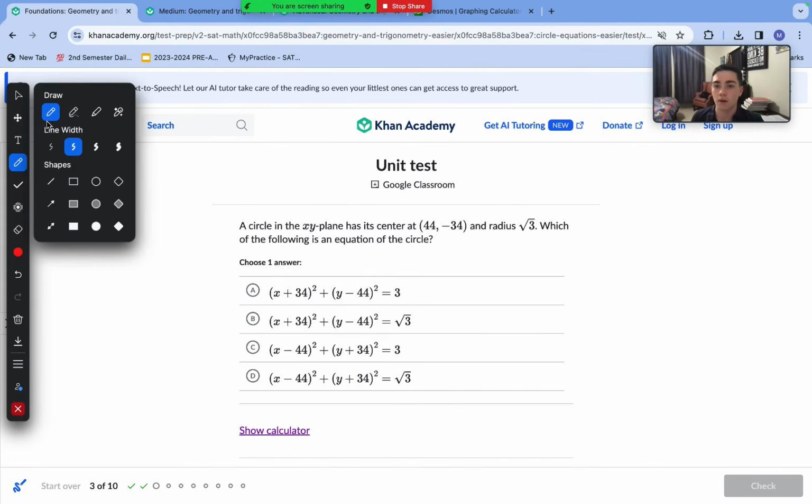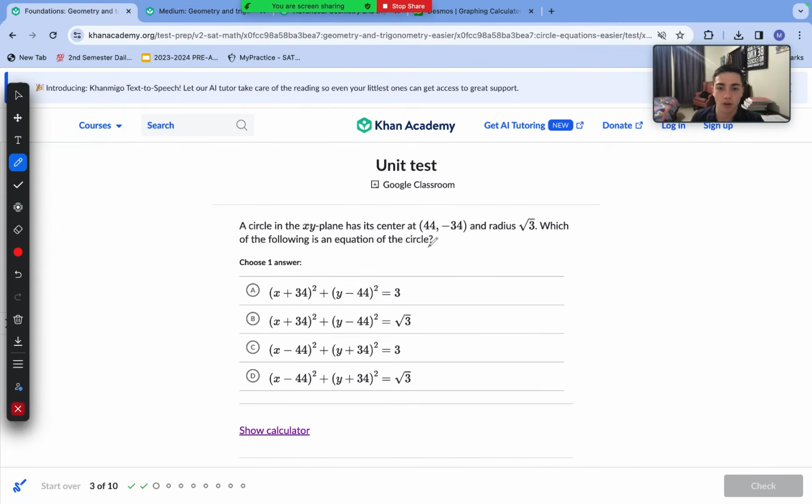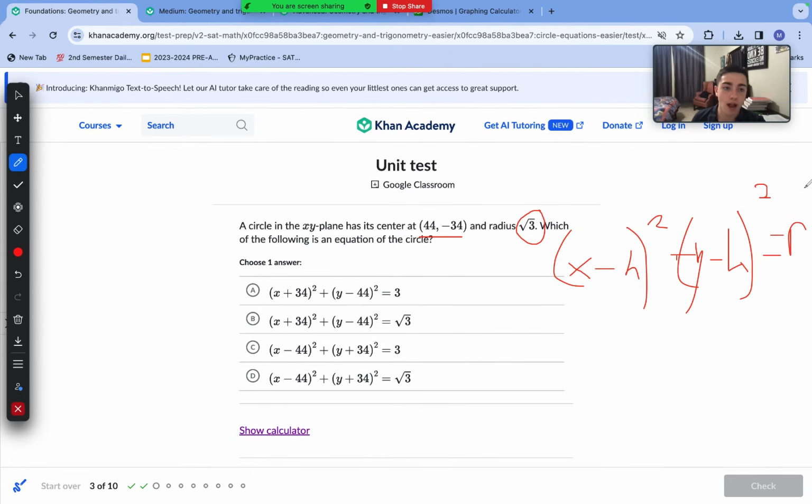We have a circle with a center at (44, -34) and a radius of square root of 3. Which of the following is the equation? So the equation of a circle goes like this: (x - h) squared plus (y - k) squared equals r squared, where h and k represent the x and y values of the center. So we have 44. We are going to be subtracting 44. So x minus 44 is our first. And then we have y plus 34 as our second.